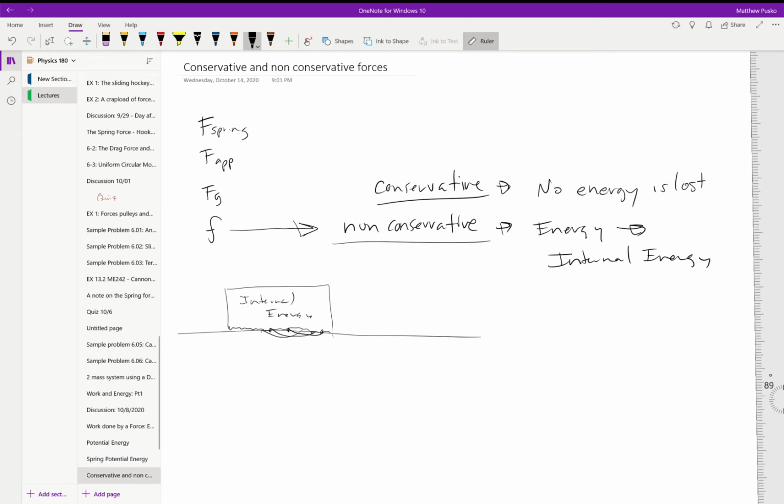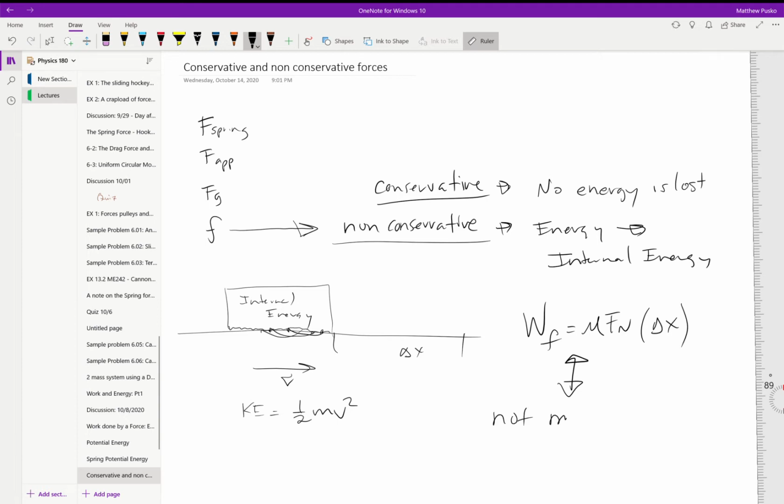So if we had mechanical energy, let's say it was moving with some speed, that means it has some kinetic energy equal to 1/2 mv squared. As it moves some distance delta x, we're going to be doing work from the frictional force equal to mu times the normal force times whatever distance it slides through. But this is a non-conservative force, and what's going to happen is that energy is going to be transferred into something that is not mechanical energy anymore.